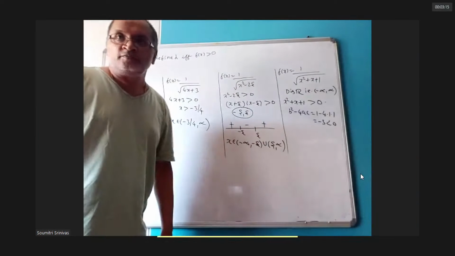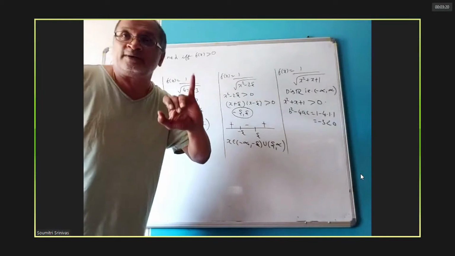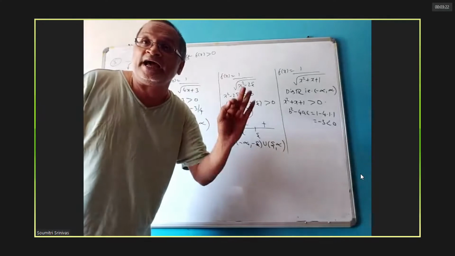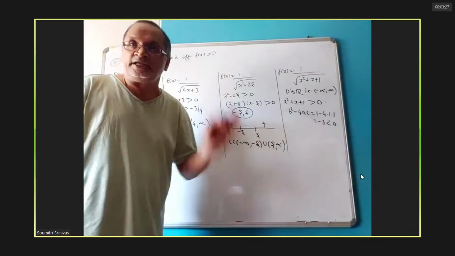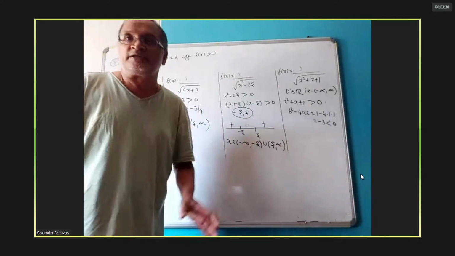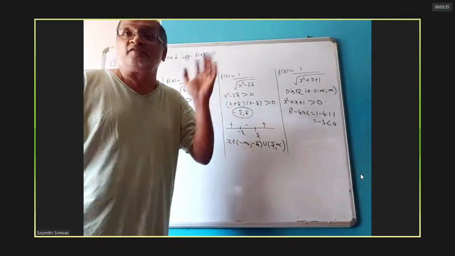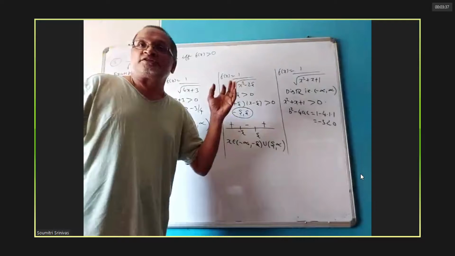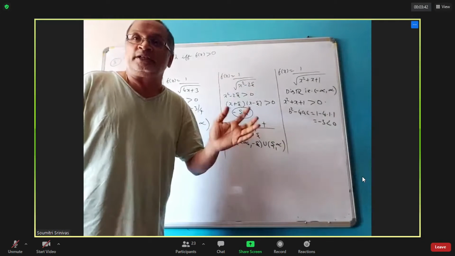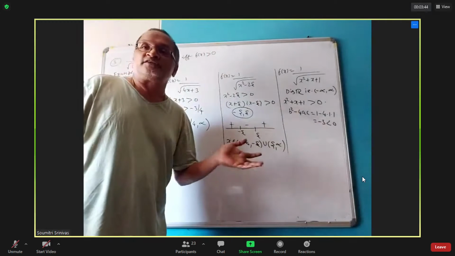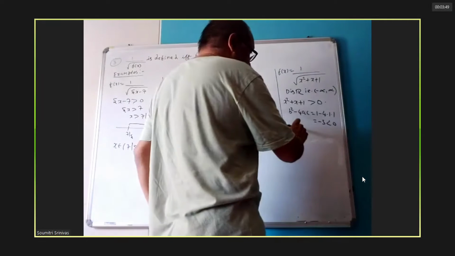Whenever b square minus 4ac is less than 0, whatever is the sign of a, ax square plus bx plus c will have the same sign. I repeat, a and ax square plus bx plus c will have the same signs. What is the sign of a? 1. So the sign of ax square plus bx plus c is also greater than 0. So domain is R.